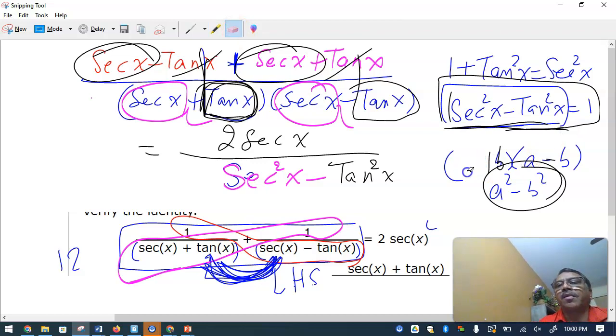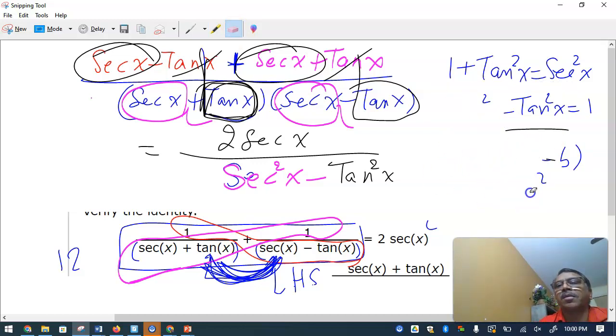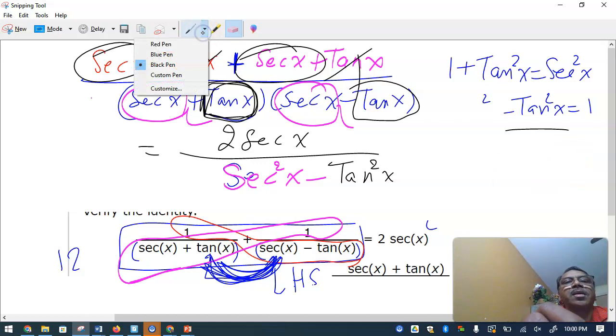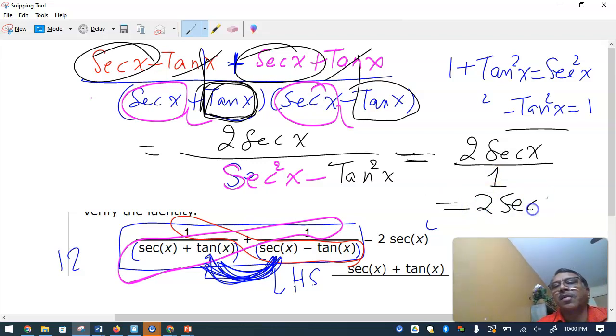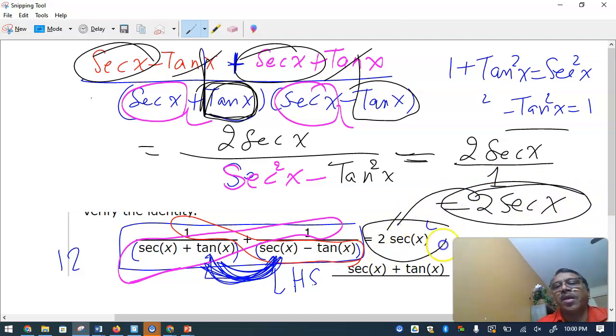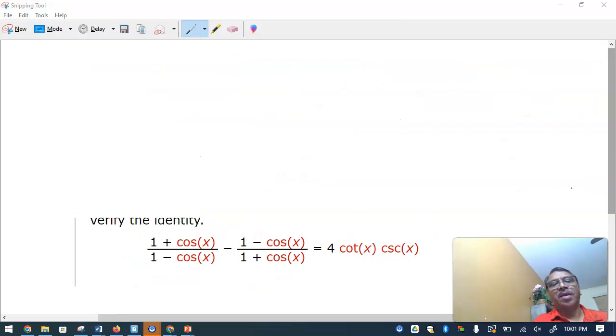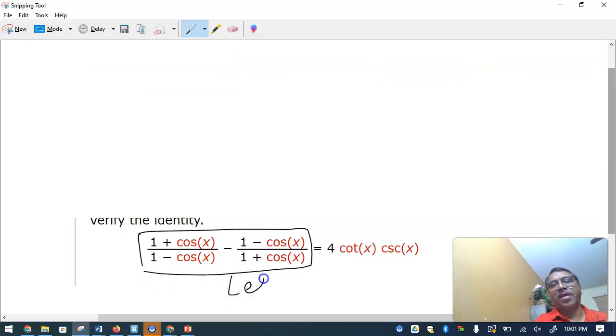So let me wipe this off. So the Pythagorean identity, this equals 2 secant of x stays the same, but the down is 1. And that's what we got, 2 secant of x. And there is the same thing. So we wanted to make sure we get the right hand side. That's the right hand side, and we are done. Okay, the left side looks a little difficult, so we'll begin with the left and check whether we are able to get the right side. Okay.